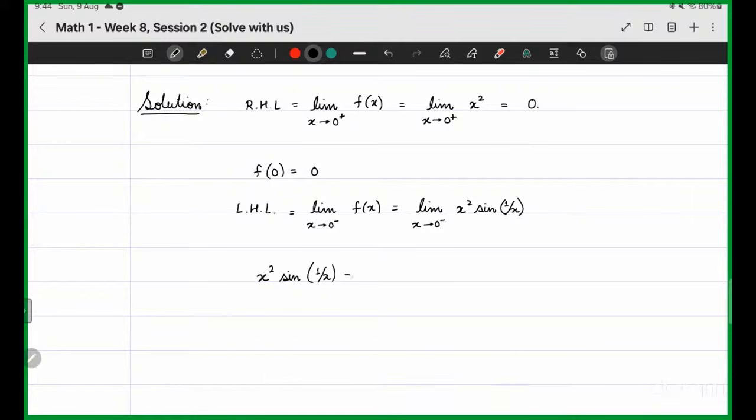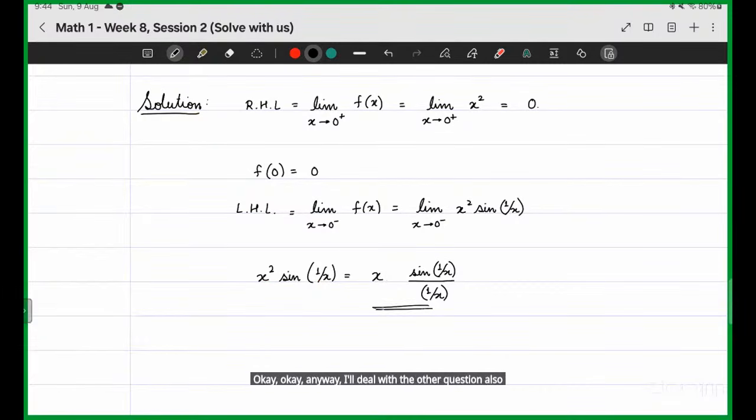So, okay, what you're suggesting is doing the following, right? X square times sine 1 by x, I can write this as x times sine 1 by x divided by 1 by x. Yes, sir, this way. But why would this go to 1? Just an intuition. Sine x by x is equal to 1. Wait, I'll deal with the other question also. So first, I have a thought: since for the LHL you have x square into sine 1 by x.